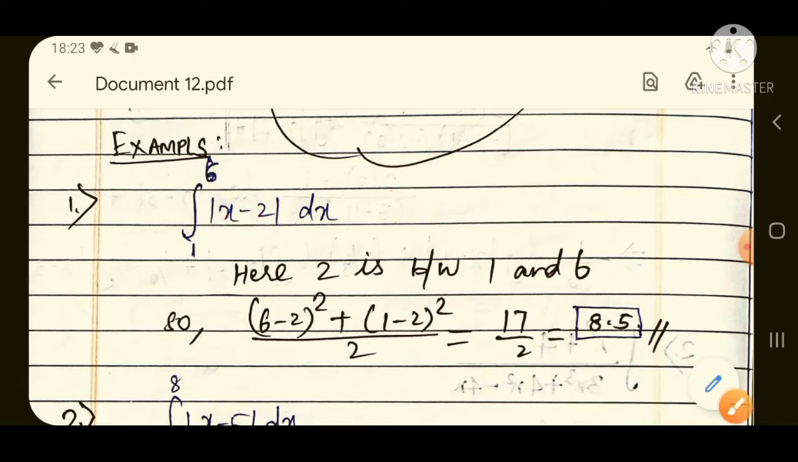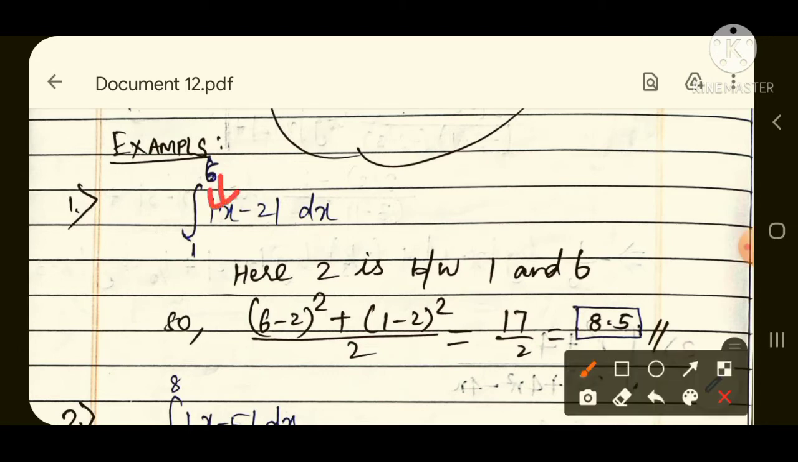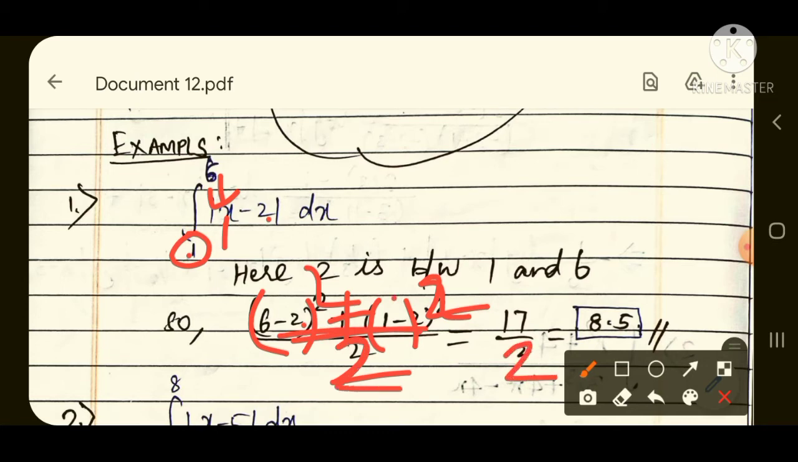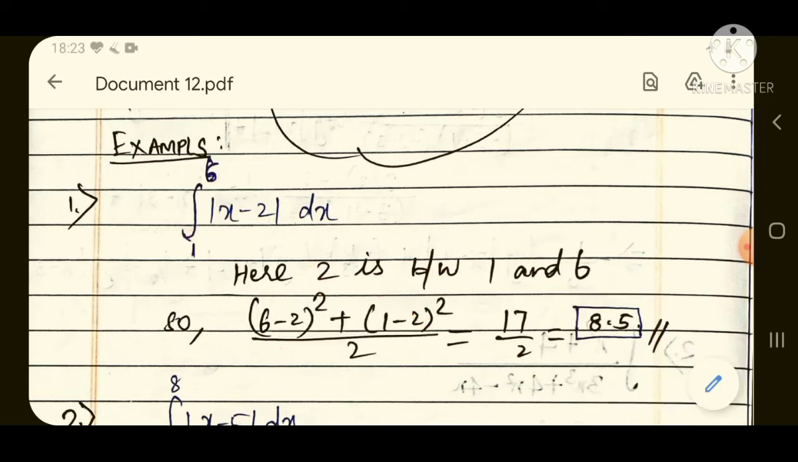Now, as I told you, you put this 6 in place of x. So we will put 6 minus 2 to the whole square, plus 1 we will put again in place of x, so 1 minus 2 to the whole square, and we will divide by 2. We will get 6 minus 2, which is 4, square is 16, plus 1 minus 2 is minus 1, whole square is 1, and we divide by 2. So it is 16 plus 1 by 2, which is 17 by 2, and our answer is 8.5. So how was the trick?